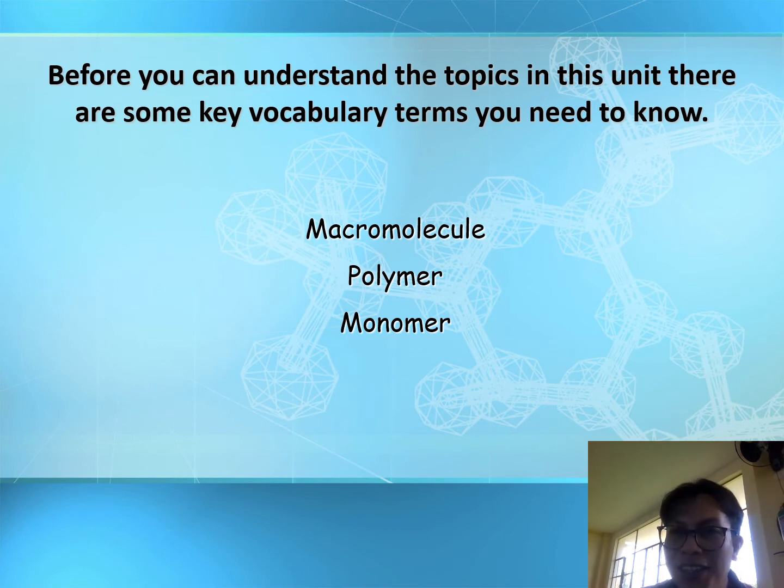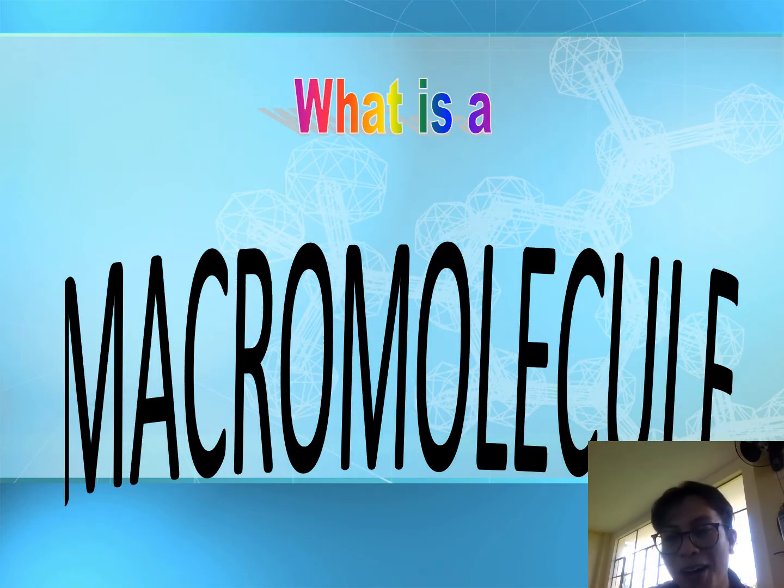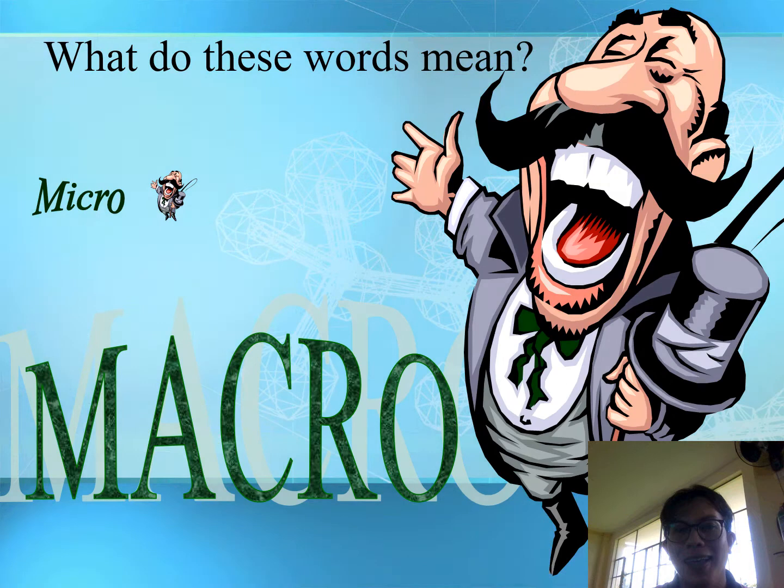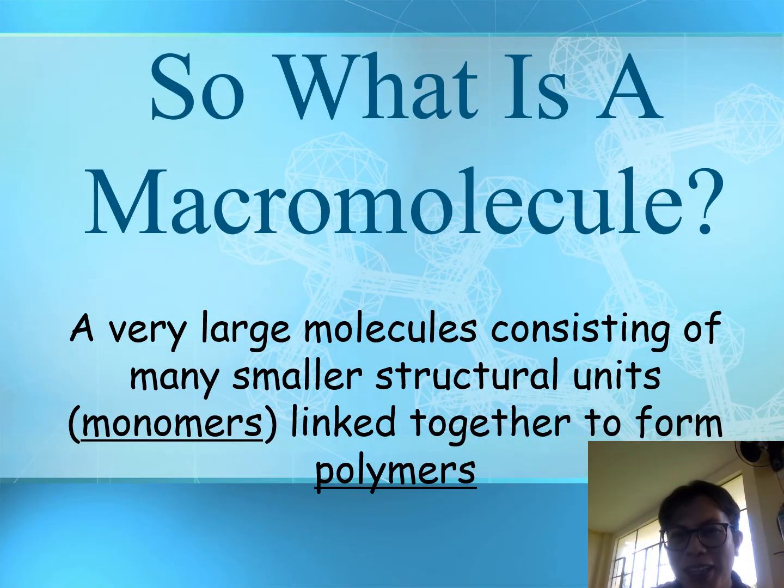Before you can understand the topics in this unit, there are some vocabulary or terminologies that you need to know. I want you to remember these words. We have macromolecule, polymer, monomer. What are these words? What is a macromolecule? What do these words mean? We have the micro and the macro. Okay, how do they differ? The micro and the macro. So what is a macromolecule?